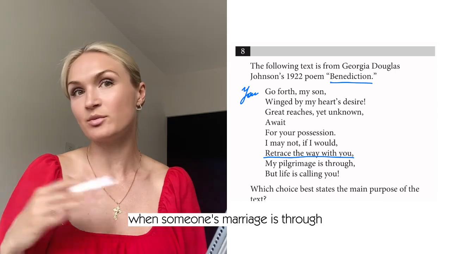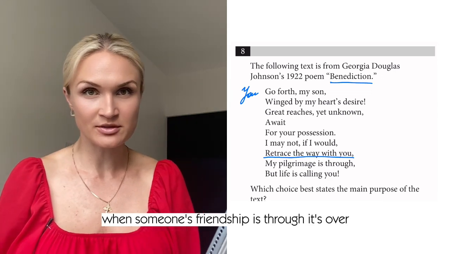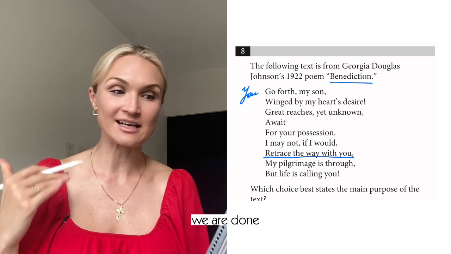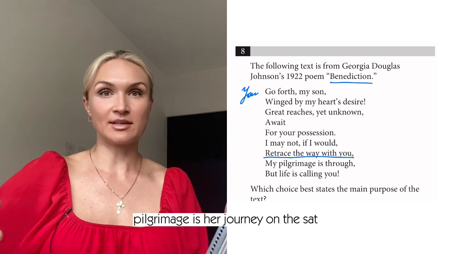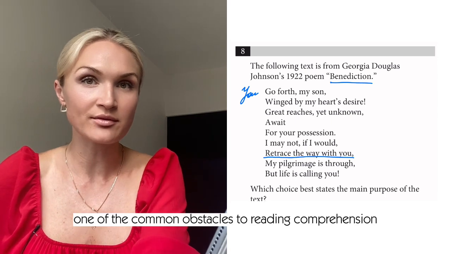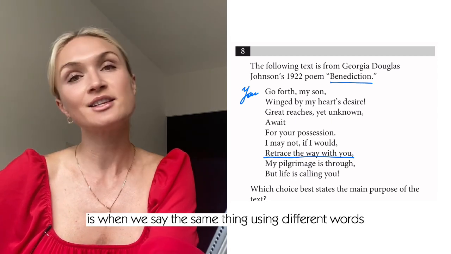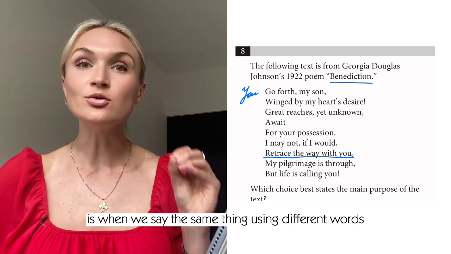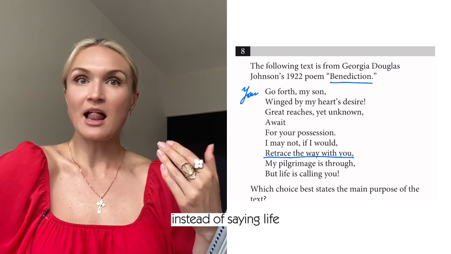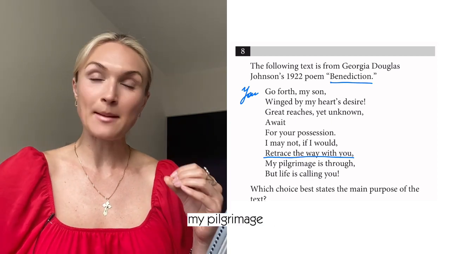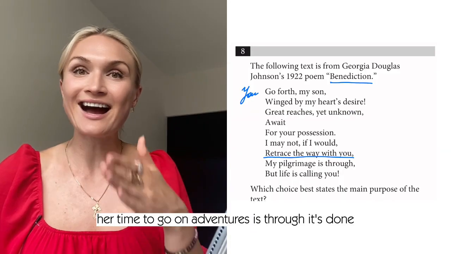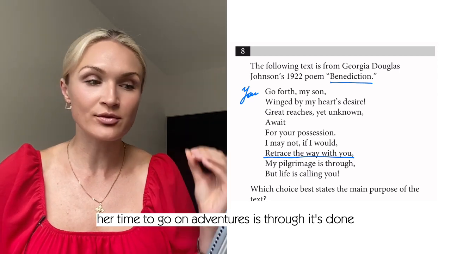When something is through, when someone's marriage is through, when someone's friendship is through, it's over. We are through. We are over. We are done. My pilgrimage. Pilgrimage is her journey. On the SAT, you probably know this, one of the common obstacles to reading comprehension is when we say the same thing using different words. Here, instead of saying the journey, instead of saying life, the author says my pilgrimage. Maybe the narrator's life is coming to an end. Her time to go on adventures is through, it's done.